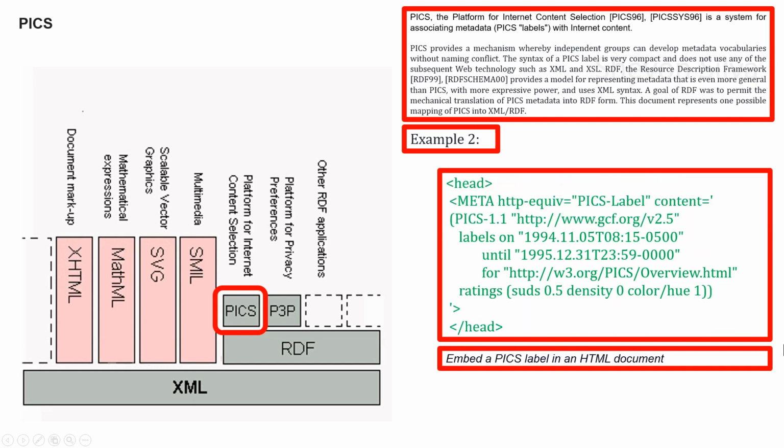As another example, we can consider embedding a PICS label in an HTML document. Here we can see meta and HTTP-EQUIV, PICS-Label and contents. PICS contents are here.